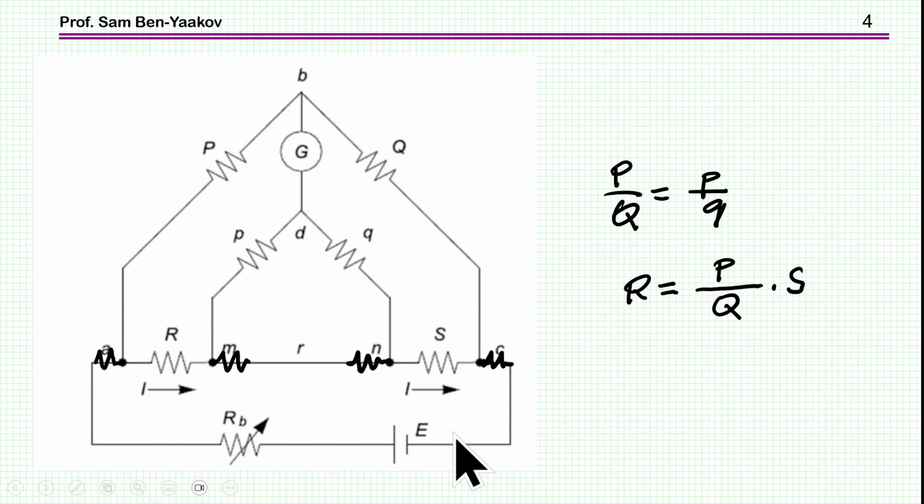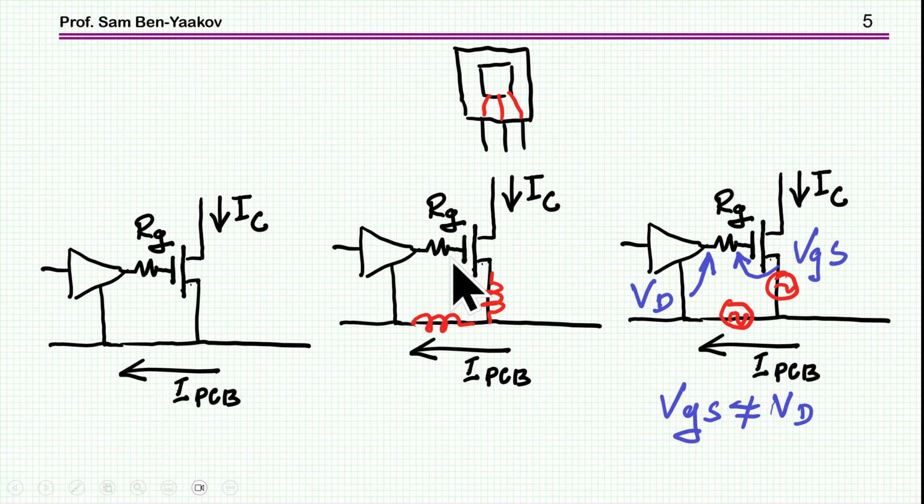And it can be shown, I'm not going into it of course, that in this type of connection, you can get rid of these external resistances and you just measure this resistor, and the end relationship is that the resistance is the ratio between the resistances of these two branches, times the reference resistance, if the ratio here is equal to the ratio here. So this is the Kelvin bridge connection. Let's go back, however, to the MOSFET.